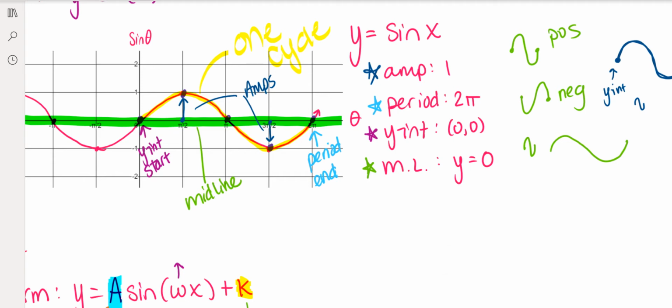So we want to make a note. Let me change colors. We want to make a note that the y-intercept and the period are on the midline. Every single time. Those will go on the midline. The midline is actually going to be the very first thing we graph. Then you already know where to put your y-intercept, but having that physical, visible midline helps you know where to put the period point.